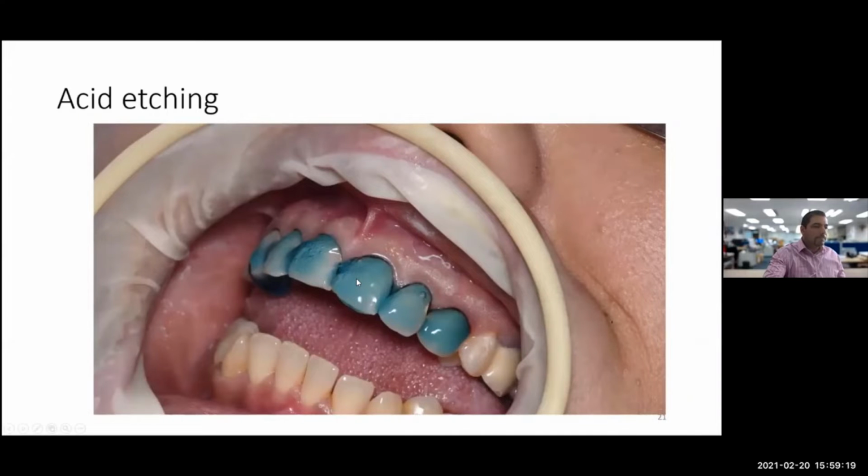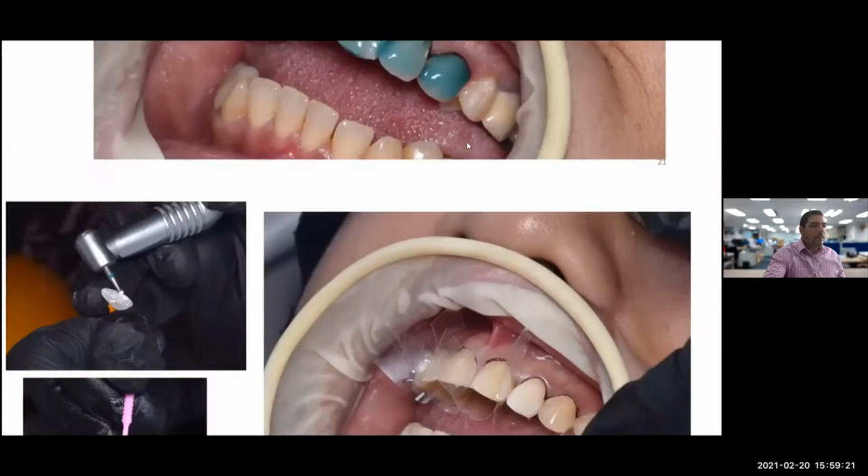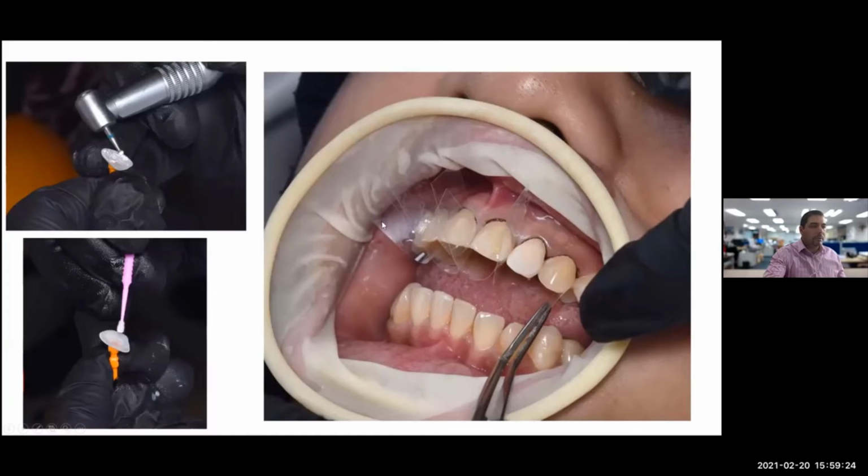This is the etching procedure, and then this is the preparation of the veneers and isolation.